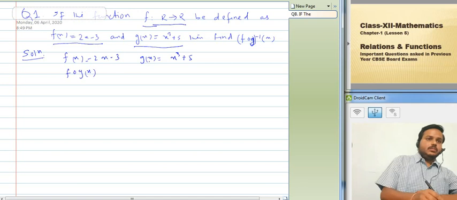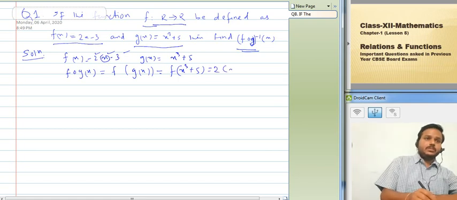f of g of x is equal to f of x cube plus 5, and I can see that f of x is twice of x minus 3, so f of t will be twice of t minus 3, f of k will be twice of k minus 3, so f of this one will be twice of x cube plus 5 minus 3. So if I solve it, this is twice of x cube plus 7. I think it is getting clear. So f of g of x is 2x cube plus 7.